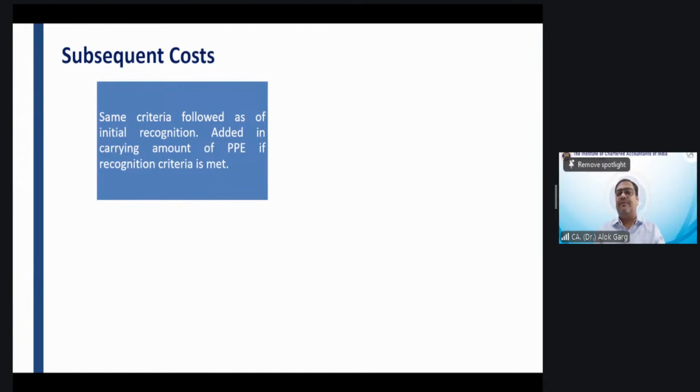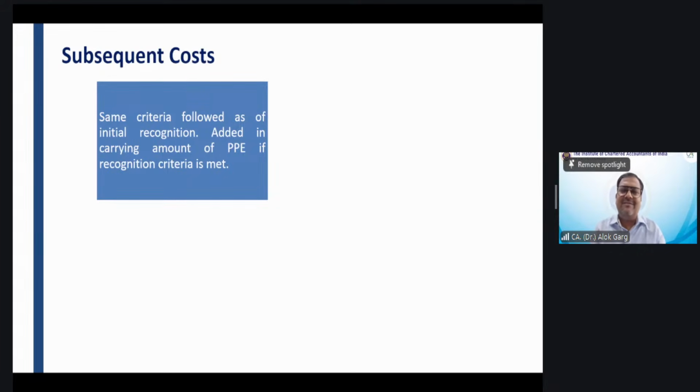Now the question comes, sir, if a company is incurring subsequent cost, that is after purchase of the asset, after 6 months, after 1 year, after 2 years, spending money on that asset, what is the treatment of the subsequent cost? The standard says that the recognition criteria for the subsequent cost is the same criteria as for the initial cost.